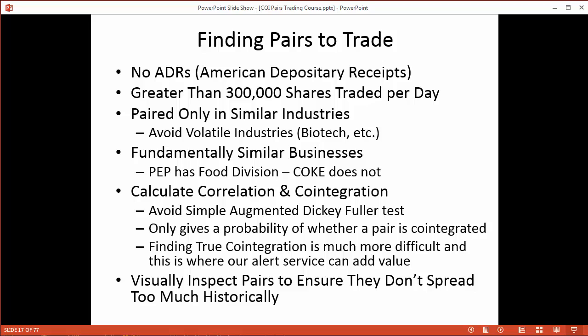So these are a few tips, things that you can do on your own to find good pairs to trade. We hope that if you spend some time thinking about this, you will see that all the drudgery and grunt work that our alert service does for you presents a good value.